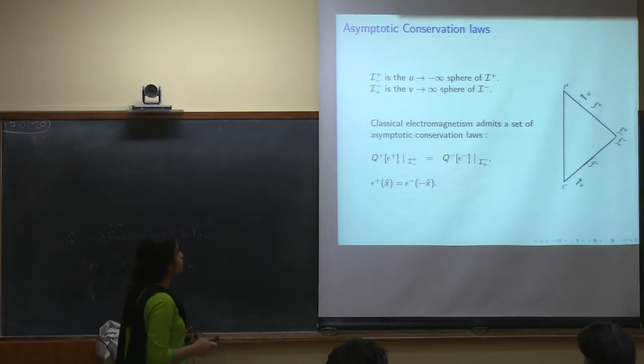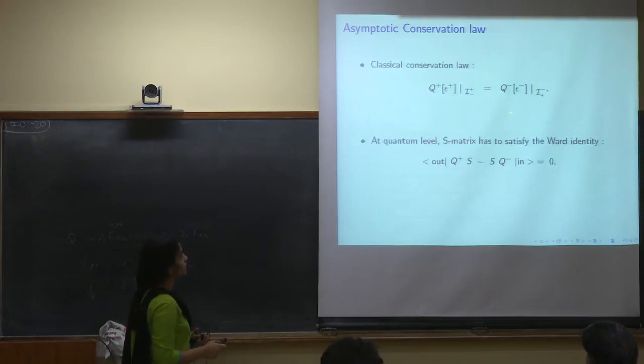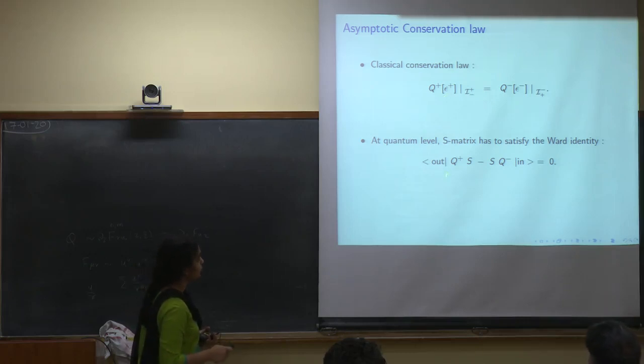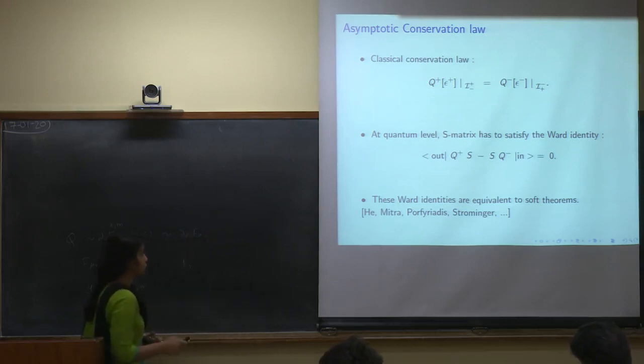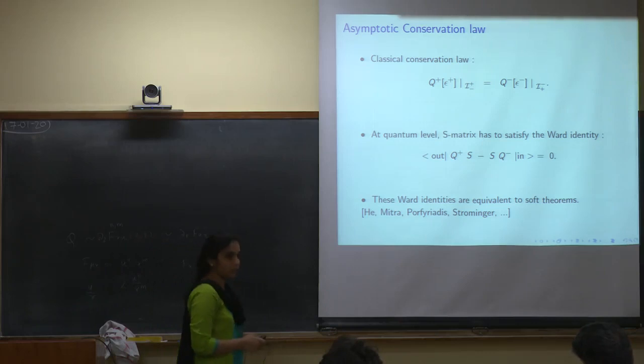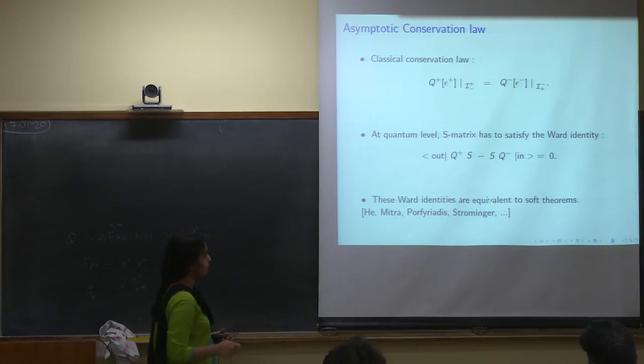So this is the classical statement. At the quantum level, one can try to understand the commutator of these charges with the S matrix, and this S matrix has to satisfy this kind of Ward identity. What is known is that these Ward identities are equivalent to soft theorems. This has been understood for a number of cases. In some cases it has not been proved, but it is expected that this kind of statement should be true in general.